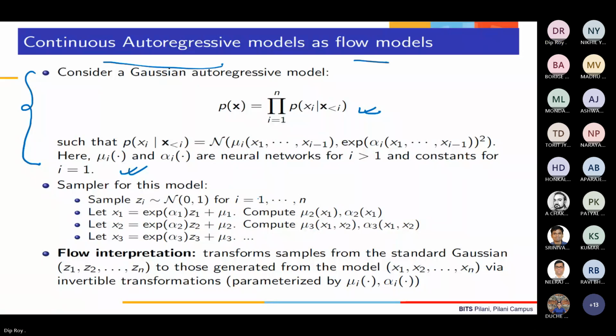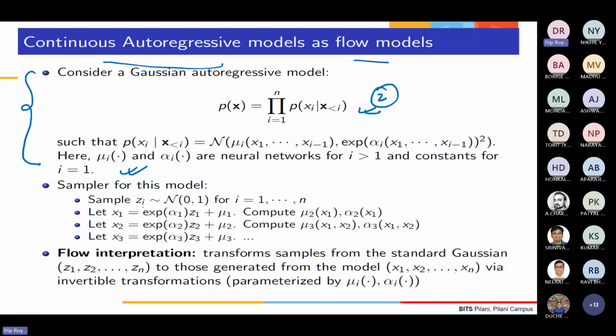In the continuous autoregressive model, there was no concept of Z. There was only x and the random variables on which x was dependent. Here we are in a different zone, where we have x's and z's, and your x's are dependent on z's. That's what we want to prove. Now, how do we sample from this model? We can sample from this model in this particular manner.